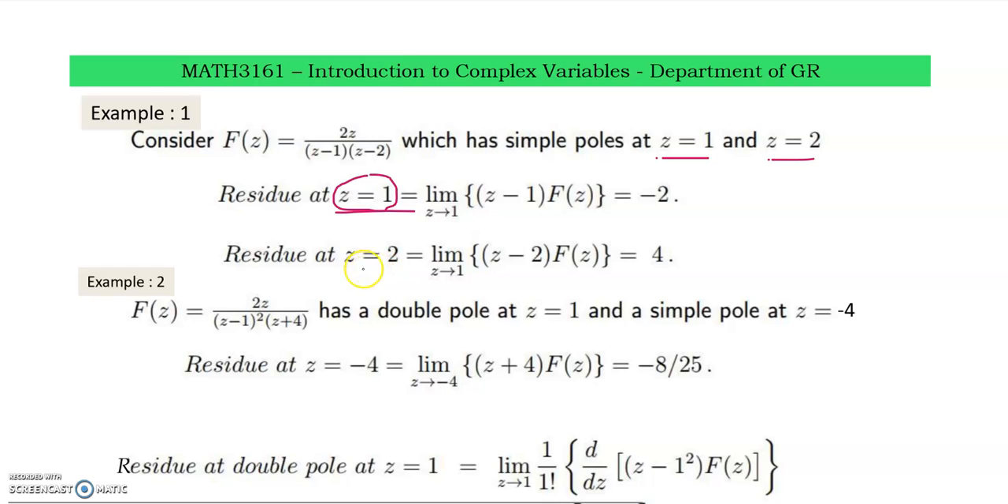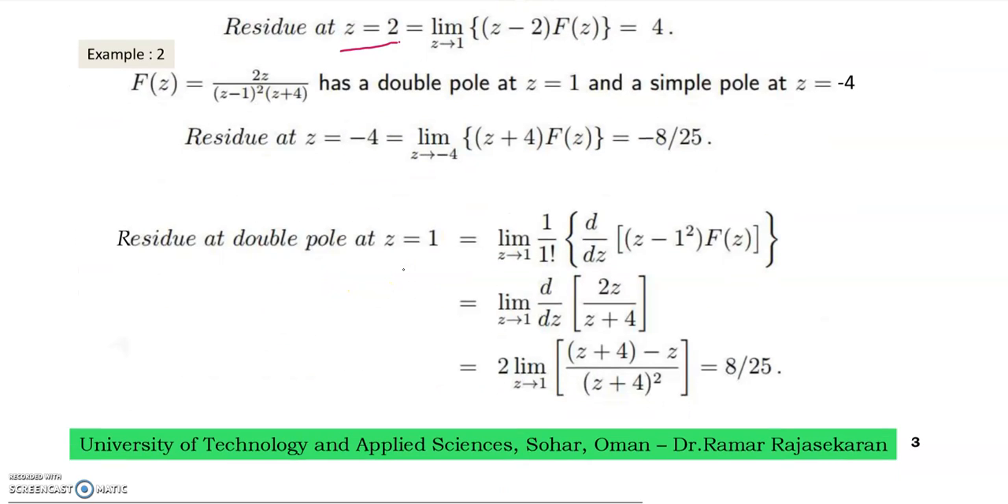Similarly here, residue at z equal to 2. What is that? Limit z tends to 2, (z minus 2) f of z is equal to 4. z minus 2 multiplied by f of z. You substitute this value here and then you cancel z minus 2. Then substitute z equal to 2. You will get this value. So that is called the residue at z equal to 2 for the function f of z.